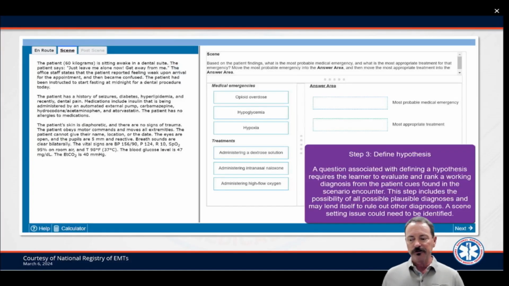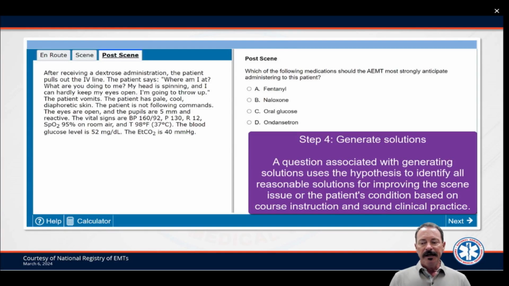And then administering high flow oxygen. All right, well, that's airway and oxygen. His pulse oximetry is 95% on room air. Now, here's the post scene. Okay, we chose to give some dextrose, right? And it says post scene.